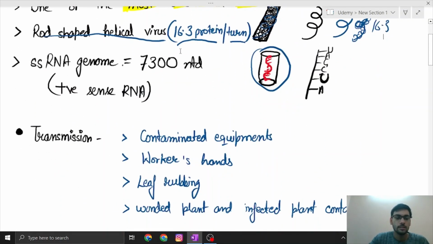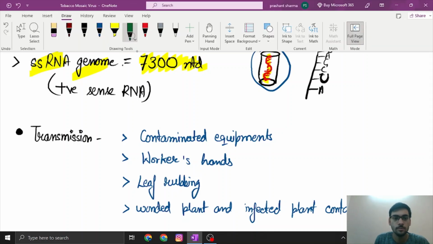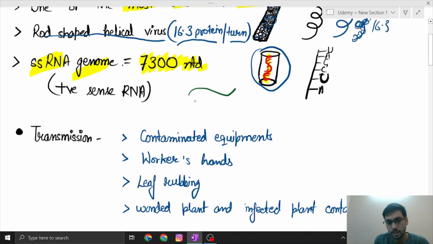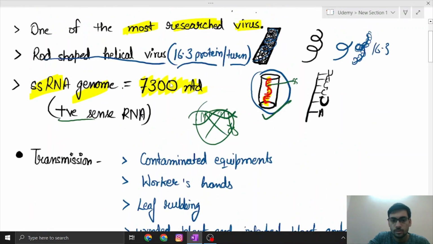This virus contains a single stranded RNA genome with 7300 nucleotides. This is the RNA here, a single stranded RNA. Usually the genome contains double stranded RNA, with one strand and a second strand. But tobacco mosaic virus contains only one strand, single stranded, and this is a positive sense RNA. It contains 7300 nucleotides, which means if you count it like this, first A, then U, 3, 4, 5, 6, and if you continue like this, it contains 7300 nucleotides.